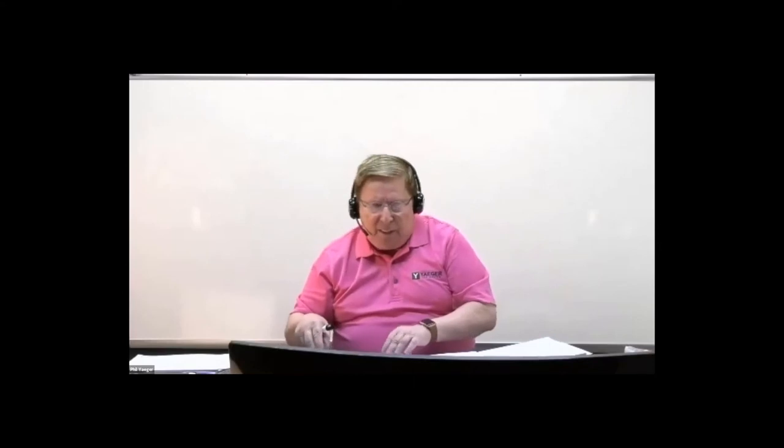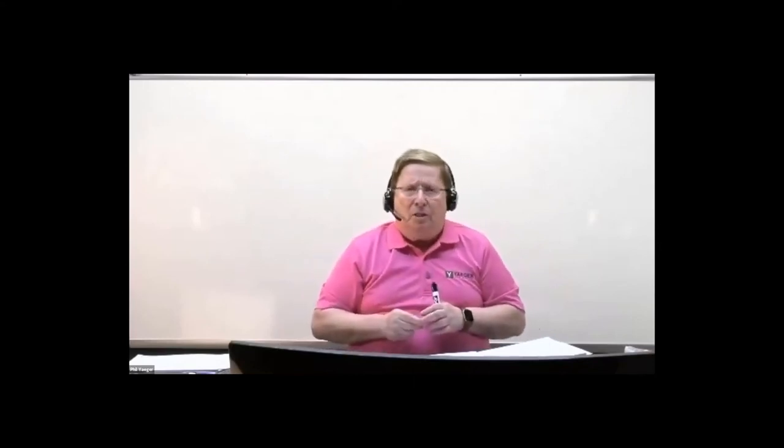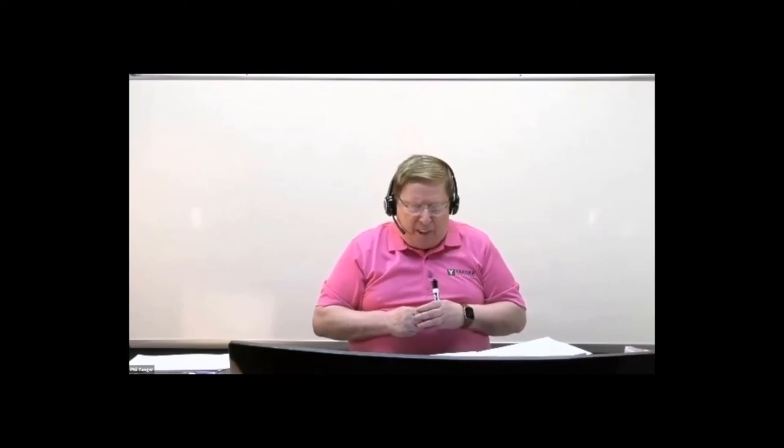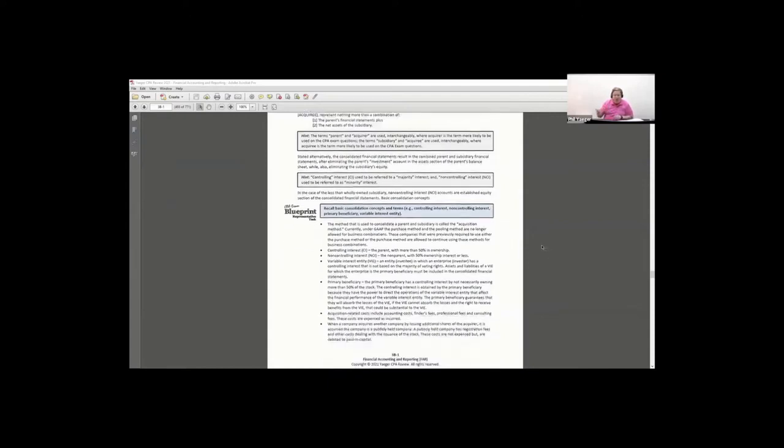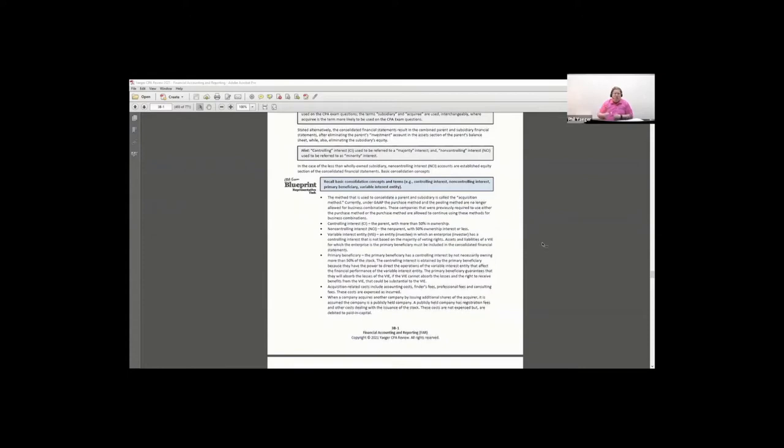The first thing I'm going to do is, I want you to open up your book to page 3B as in boy 1. Now I want to show you the first blueprint. If you have the book, great. If you don't, just jot some of these terms down. The first says recall basic consolidation concepts and terms, such as controlling interest, non-controlling interest, primary beneficiary, and variable interest entity.